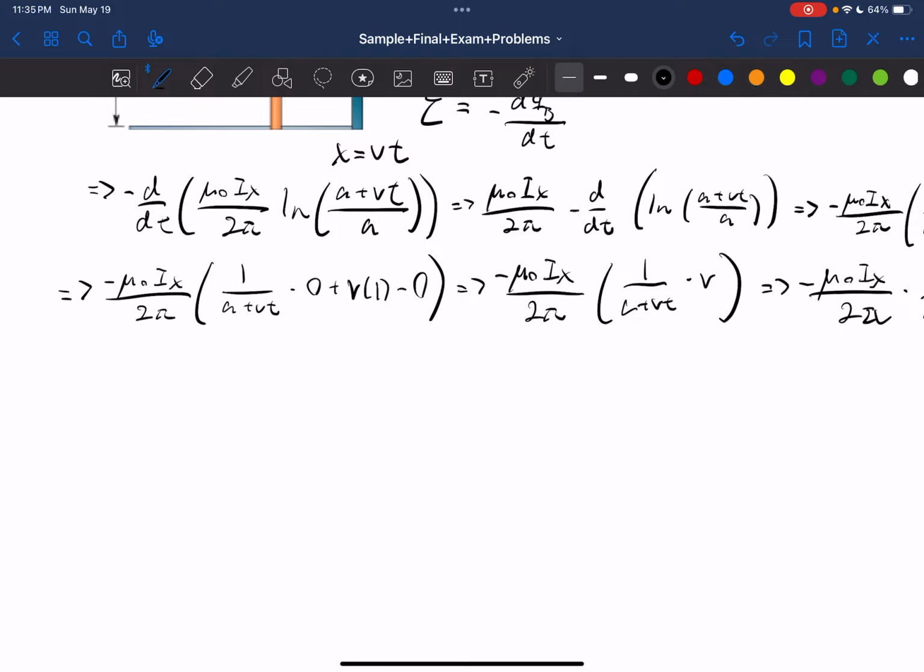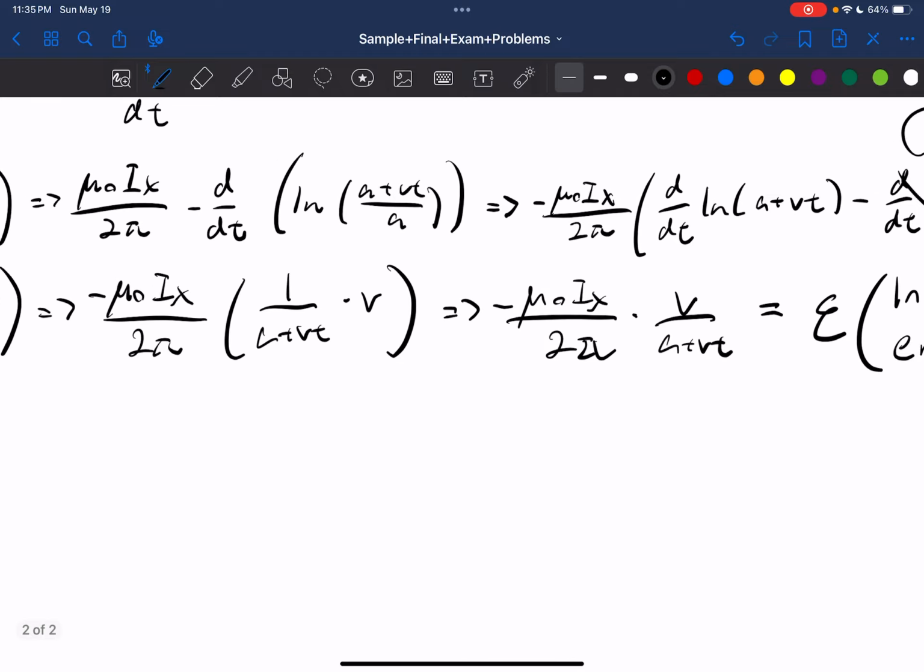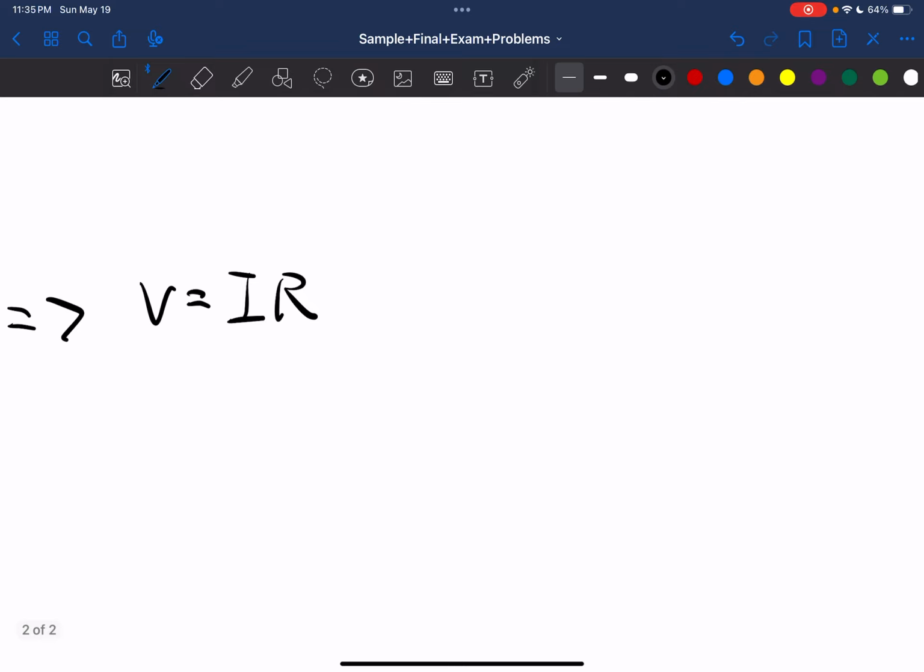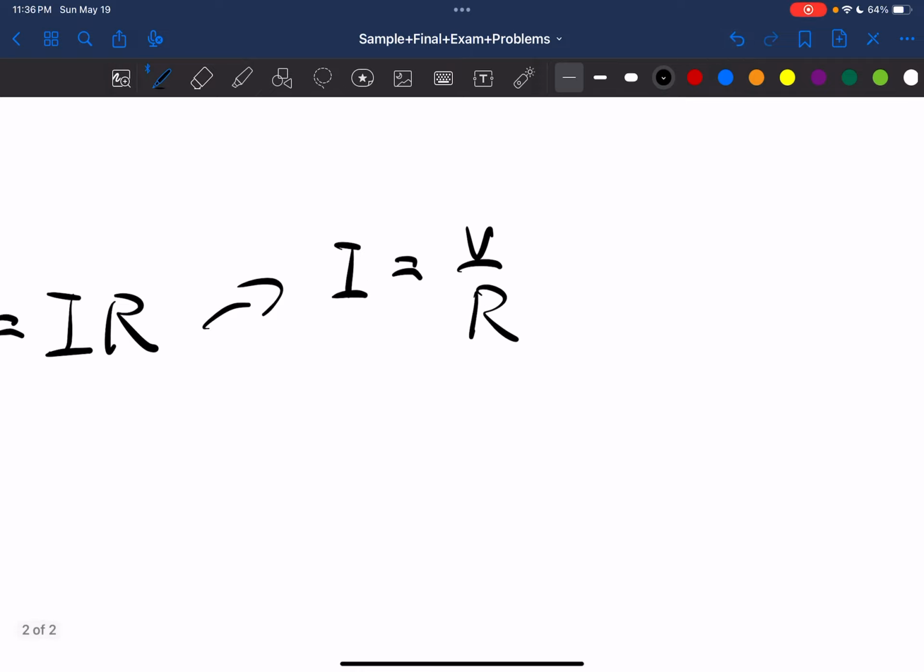Are we done yet? No, unfortunately not, but we are close. Once we have the induced EMF, we can find the induced current by using Ohm's law. Now Ohm's law, the standard version, is V equals IR: potential equals current times resistance. Now we can do a little bit of algebra and leave the current by itself, so that's going to equal V over R.